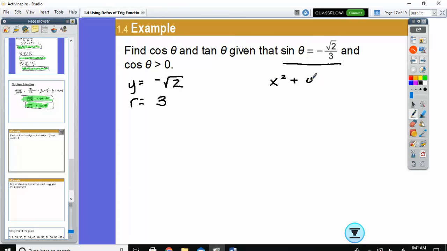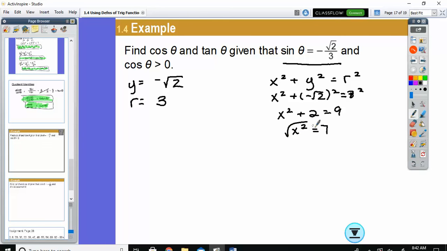We can use the fact, so we know r is the square root of x squared plus y squared, so that means x squared plus y squared would have to equal r squared. We could also draw a triangle if that helps you. So we get x squared plus 2 equals 9. So x squared equals 7. Now when you add a square root, you have to do plus or minus. And we are going to decide that plus or minus from here.